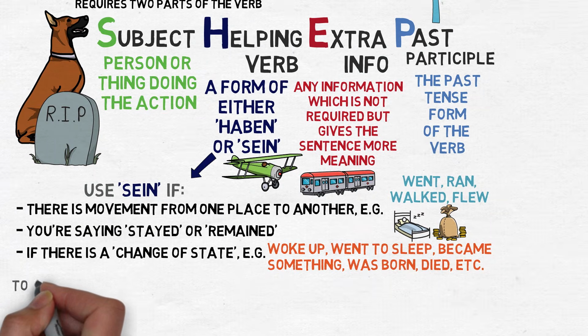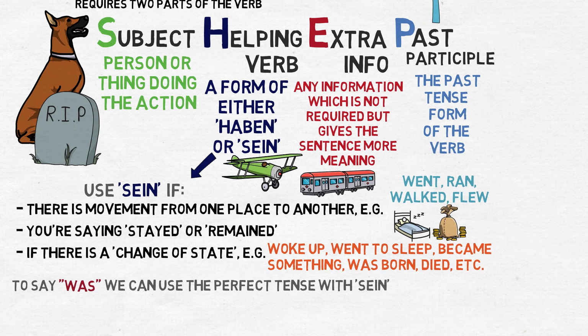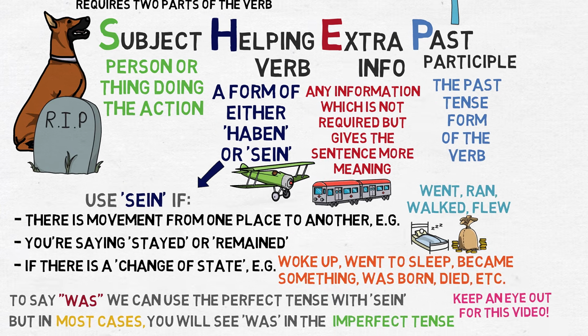To say was, we would technically need to use the verb sein as the helping verb, if using the perfect tense. But in 999 out of 1,000 cases, you'll see was written in the imperfect tense in German. So I will discuss how to do this in the imperfect tense video. Keep an eye out for this in the coming weeks.